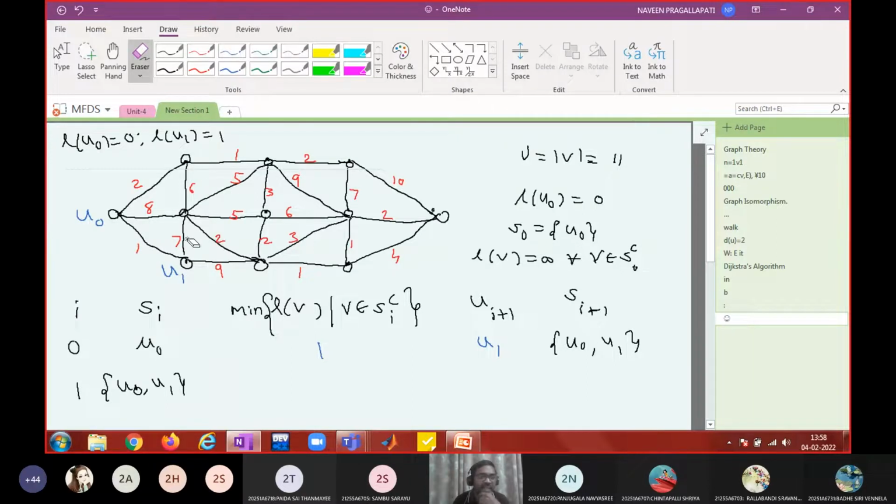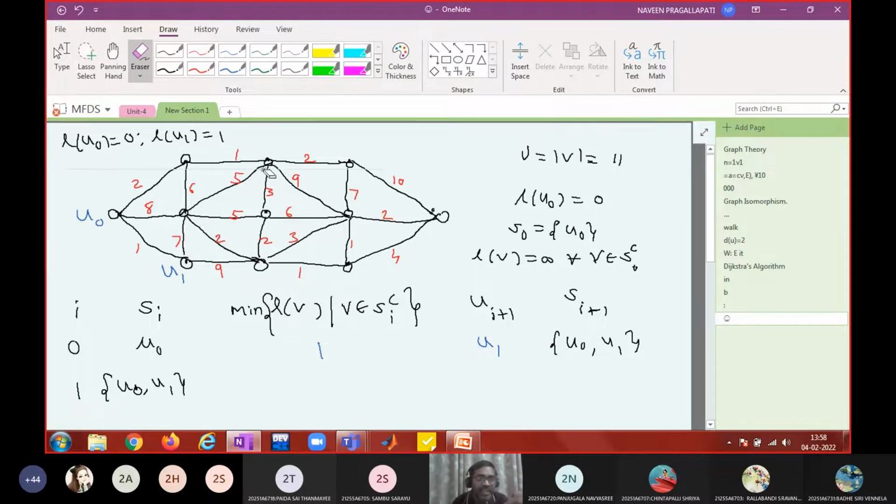So if that is the case, 13 plus 1 is 14. 14 is longer, but this 2 is shorter. Is that okay? So I will prefer to go along this path or along this path. Okay. So this distance is going to be 2. Let us take, let us say, this distance. Okay. What is this distance? It is sufficient to measure the distance.